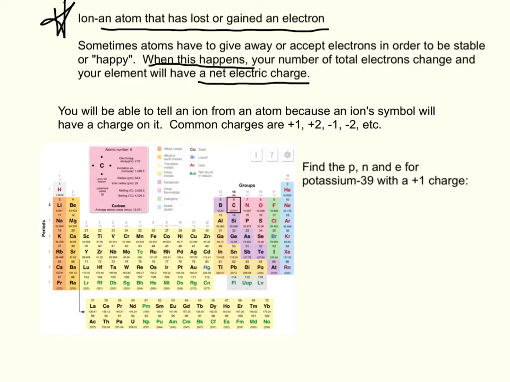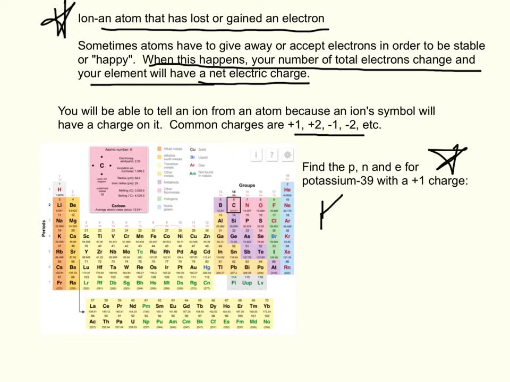Okay, so I want you to understand that when it gives away or gets an electron, your element will have a new electric charge. And you'll be able to tell it's an ion because it'll have something on it called a charge. A +1, a +2, -3. It'll have a number and a charge on it. So what I want you to do is look at this example right here. This is going to be potassium 39. So we're going to write K. You probably wanted to write a P, but that's phosphorus. And you'll see it written K39 with a +1. That's how you know that it's an ion. It'll have a charge. It'll say +1, -1.